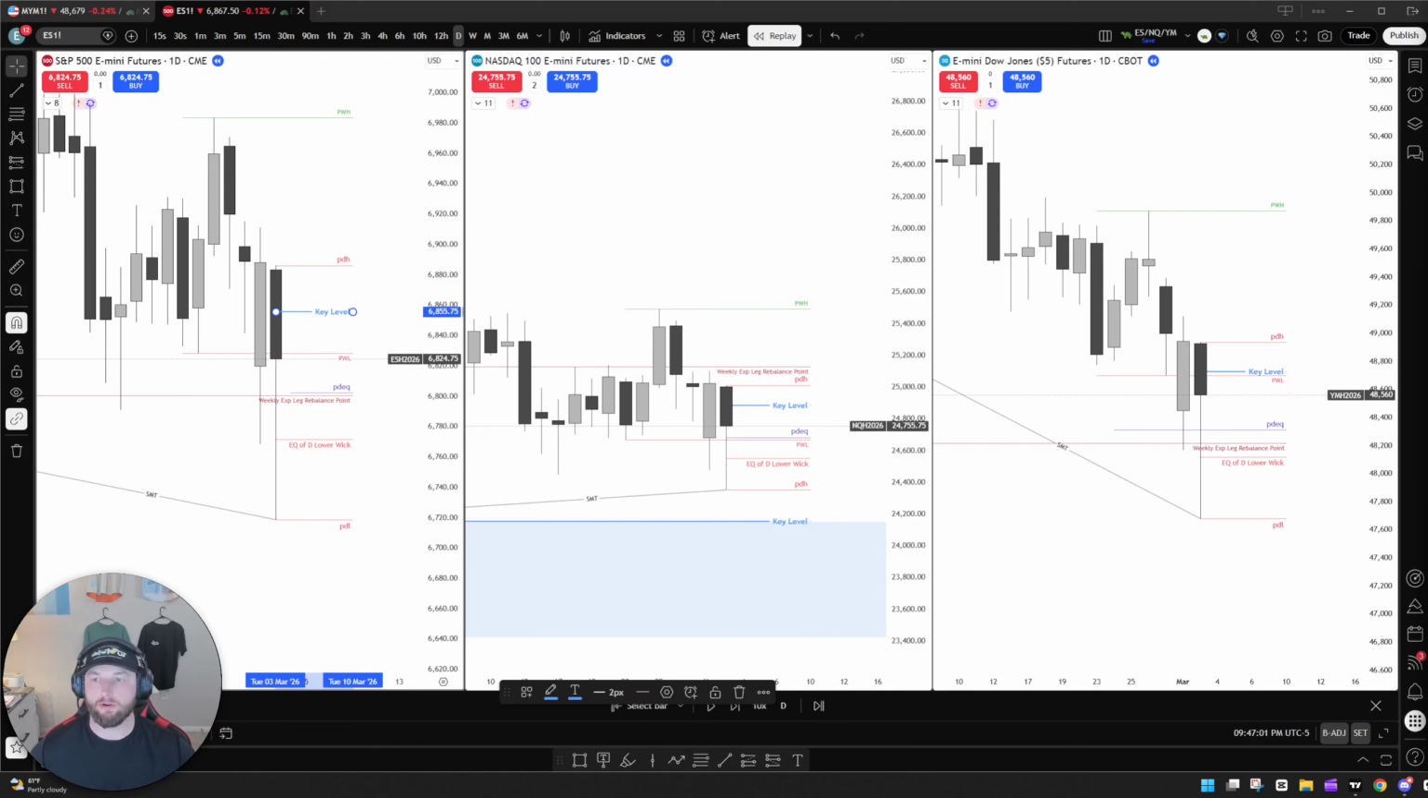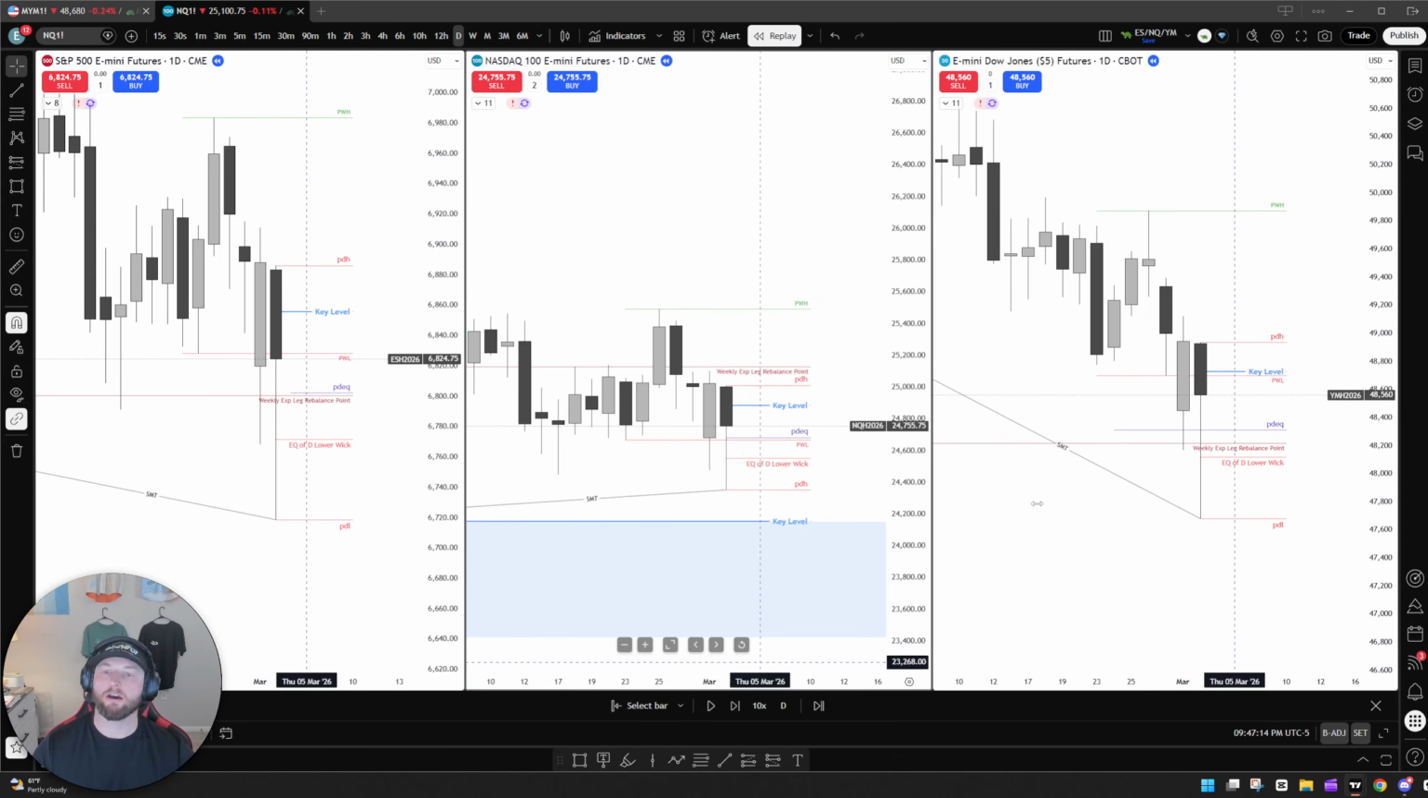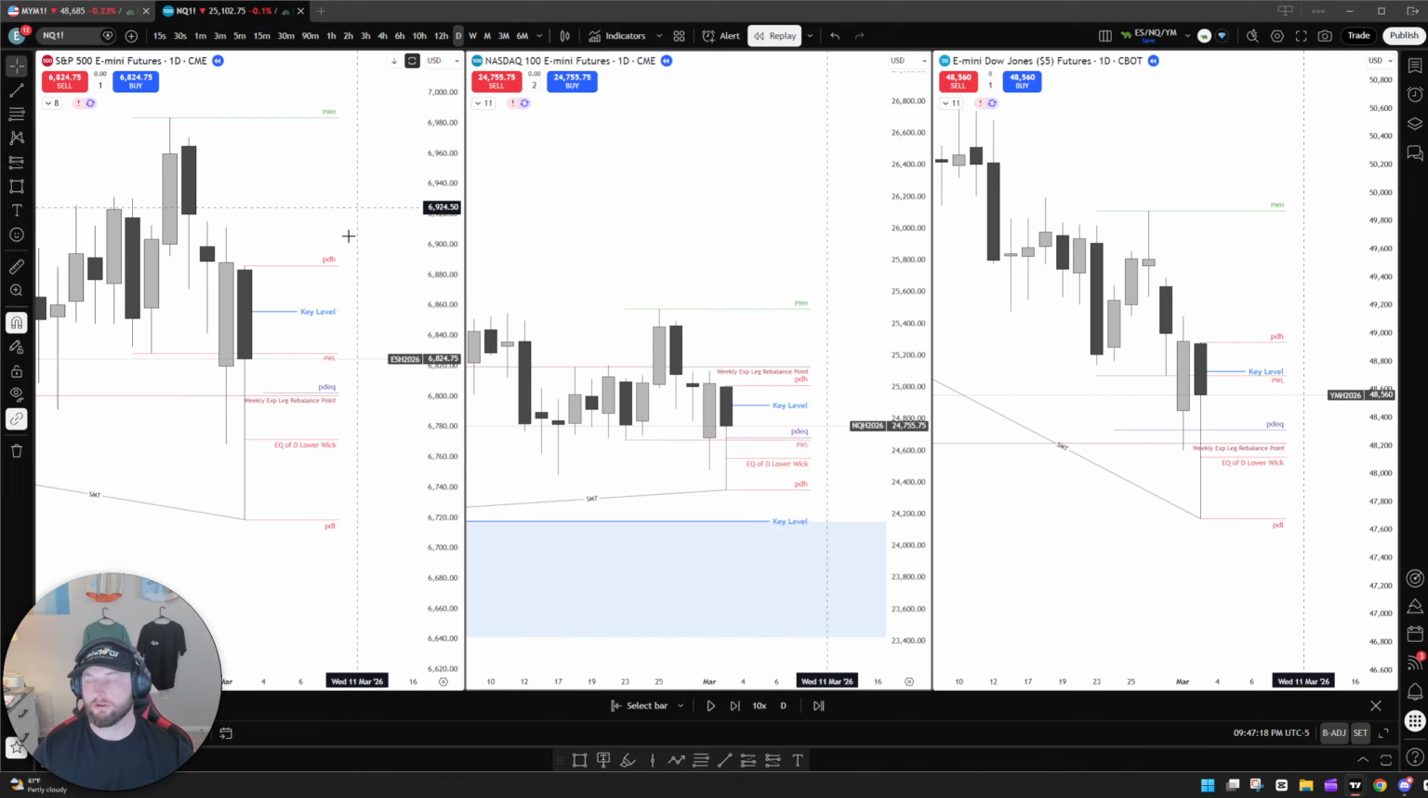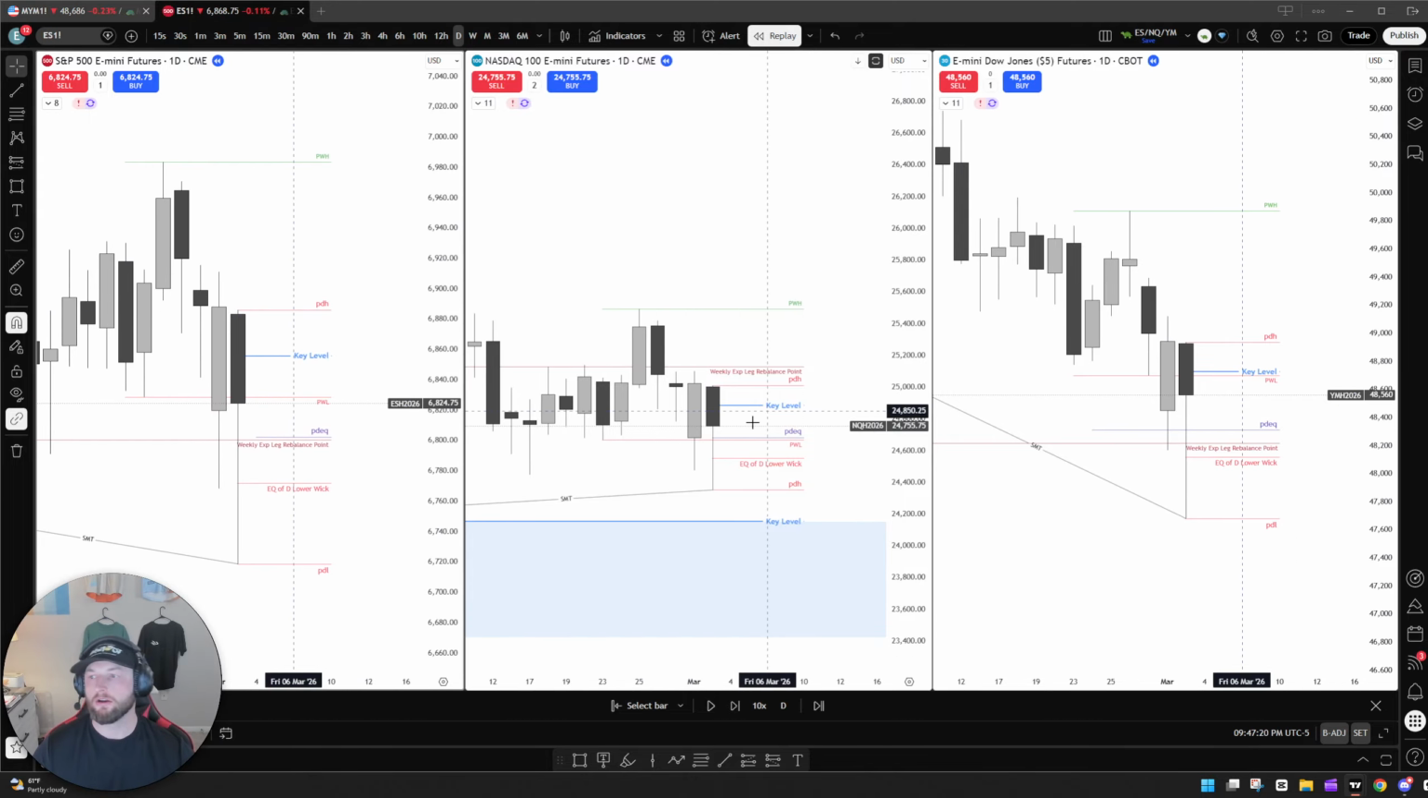All right, this is going to be going over the price action from today, which was what was today? The 4th of March. So Wednesday. Last night, these were the levels that I had on the charts. And so we can walk through what occurred today.